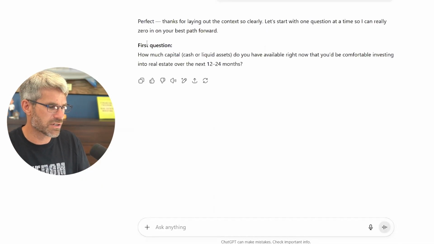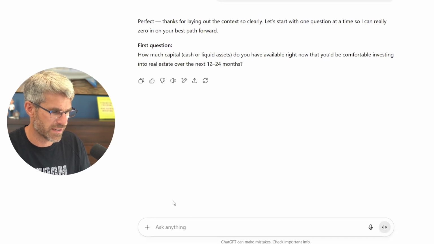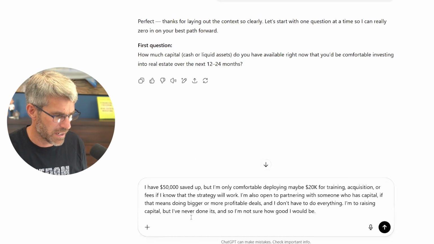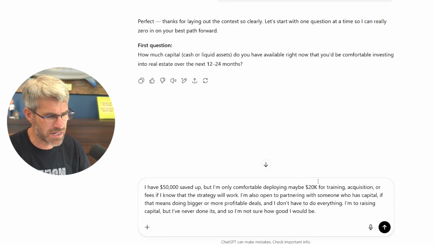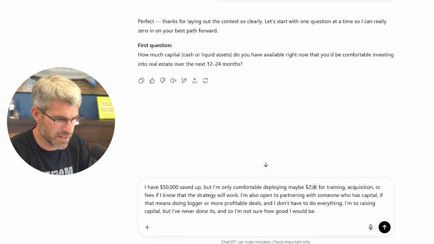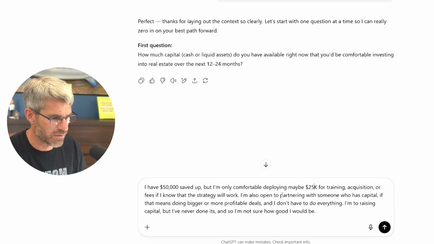All right, so it's asking me, how much capital, cash, or liquid assets do you have available right now that you'd be comfortable investing into real estate over the next 12 to 24 months? So I came up with something like this. I have $50,000 saved up, but I'm only comfortable deploying maybe 25,000, half for training, acquisition, or fees if I know that the strategy will work.